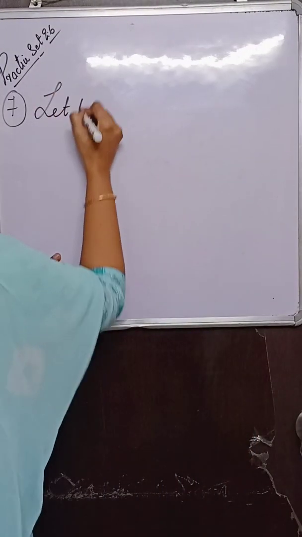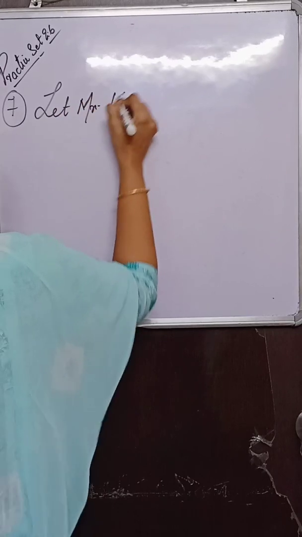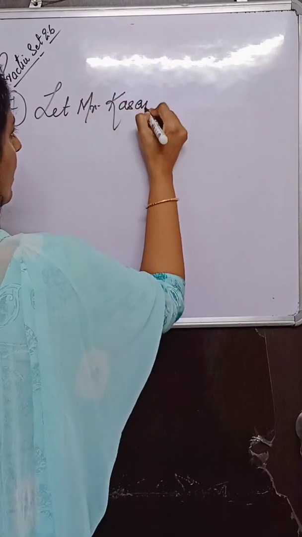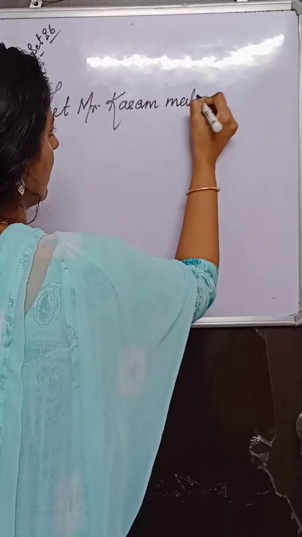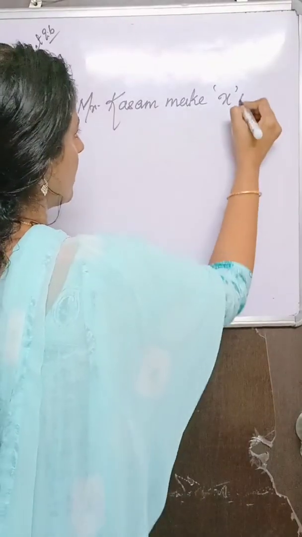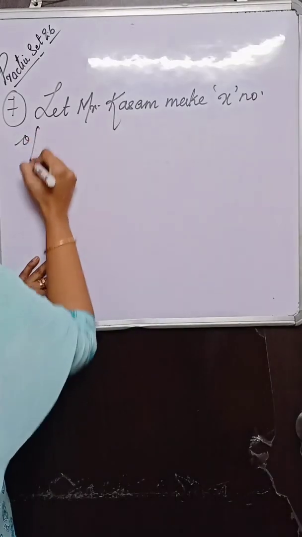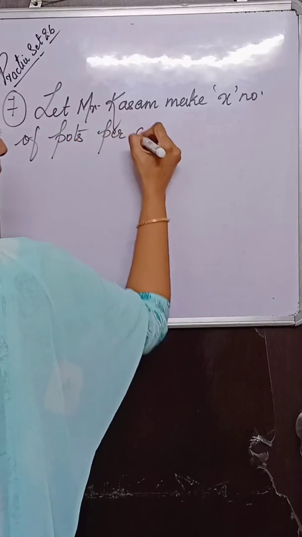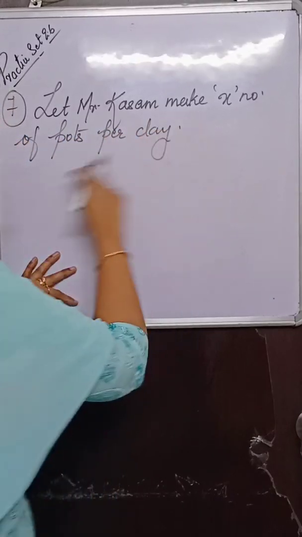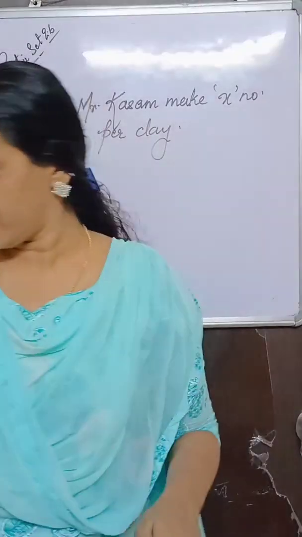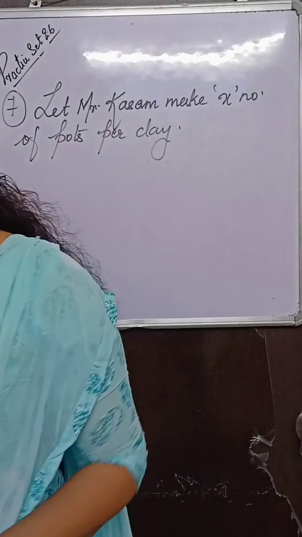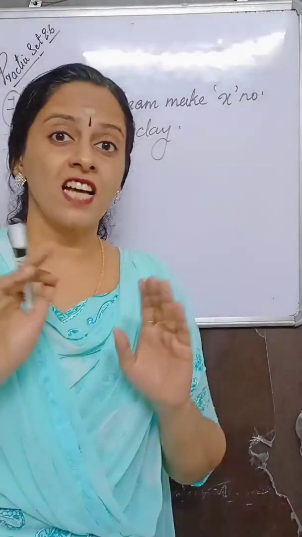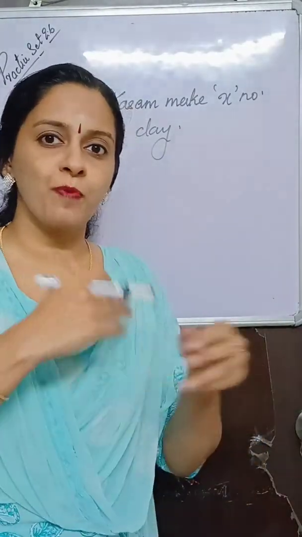Let Mr. Kasam make X number of pots per day. Per day or daily. Daily, this way also you can write. Let Kasam make X number of pots per day.